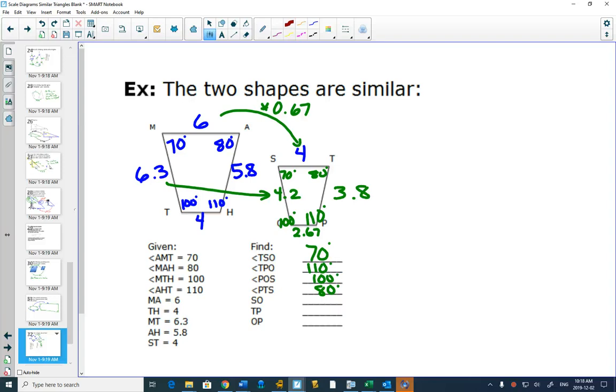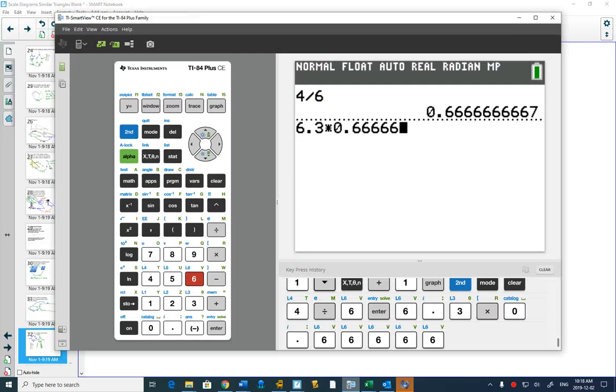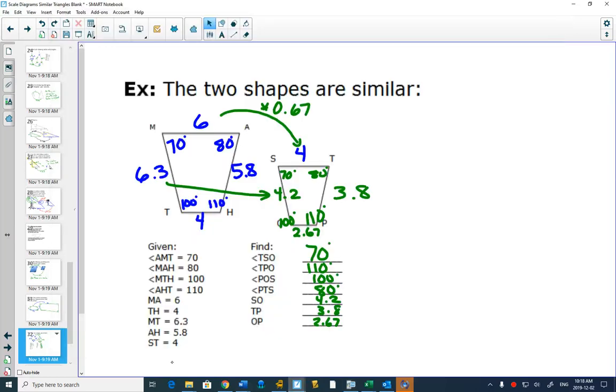So then S to O, we can label this one as 4.2. T to P, that was 3.8. And O to P, 2.67. Is my calculator still frozen? 4.2. Perfect.